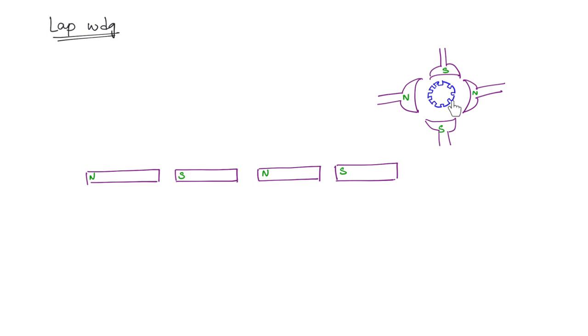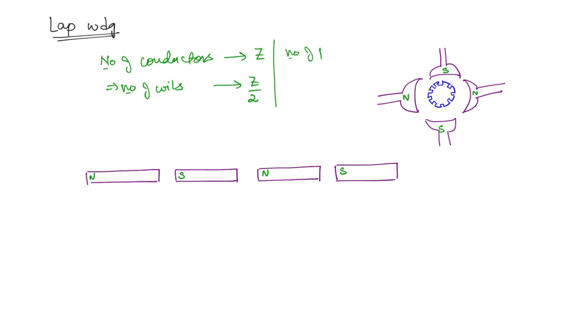In each of the slots there are going to be conductors. Let us say the number of conductors is Z. That means the number of coils is going to be Z by 2, because in each coil there are 2 conductors. And then the number of poles, here P is equal to 4, but in general we will take it as P.